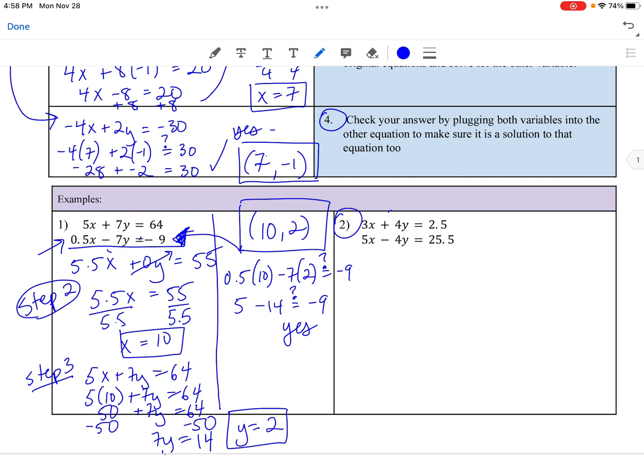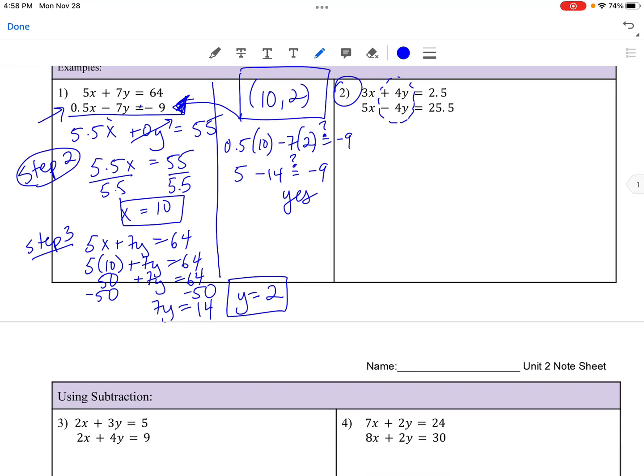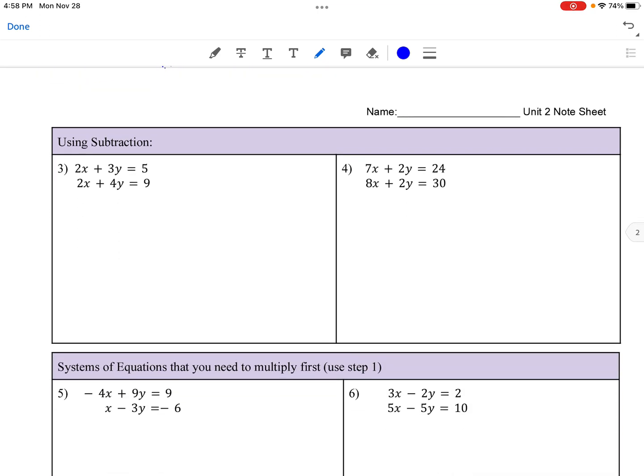So we're looking good here. It looks like if we add these two equations together, the y's will disappear. I'll give you a hint here. One of our coordinates, either x or y, is not a whole number. It's going to be a decimal, but that's okay. The solution can have decimals in them. Okay, let's go to this next page now.